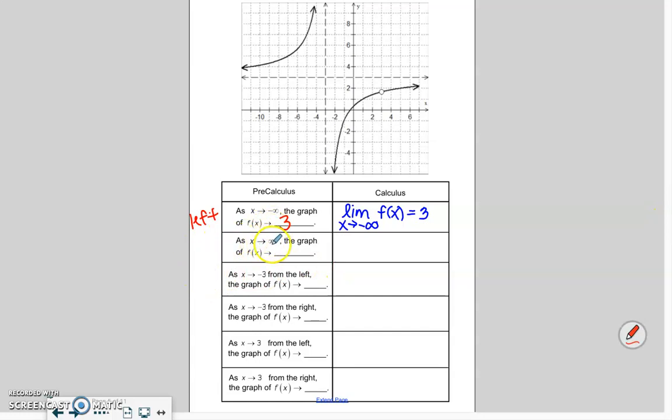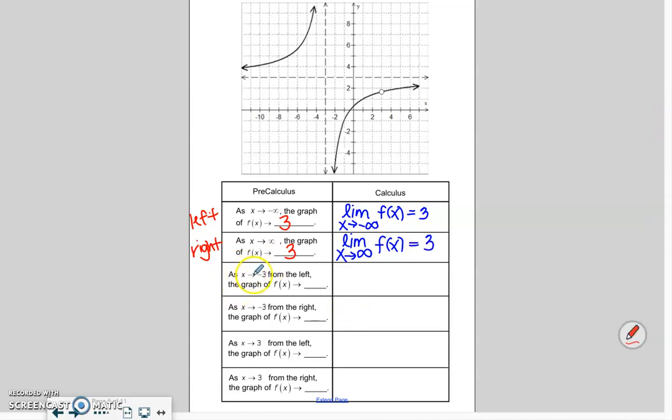As x goes to infinity, the graph does what? So infinity would be the right side. And we're saying on the right side of the graph, what are the y values doing? The y values are also leveling off at this asymptote, so that would also be 3. And then the calculus way would look a lot like the one above it, except we would say as x goes to infinity, it equals 3.